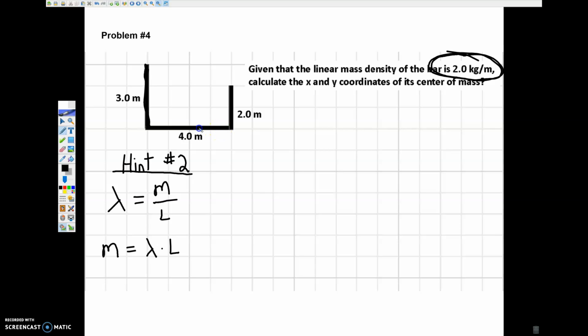And then if you took this length of the bar and you multiplied it by the linear mass density, you would get the mass of this piece. And then you could do the same for this piece here. Once you find the mass of each of the three pieces, you can let each of those masses act at the center of mass of that particular piece.